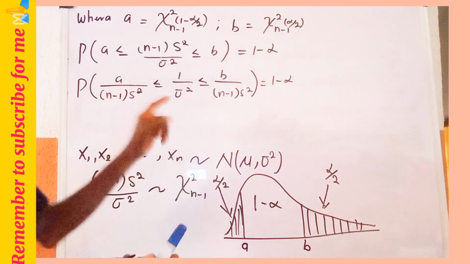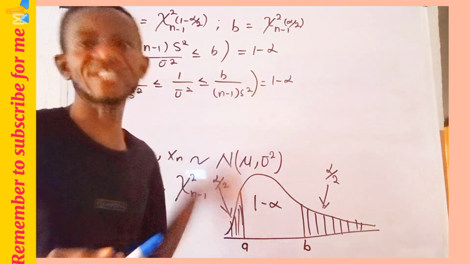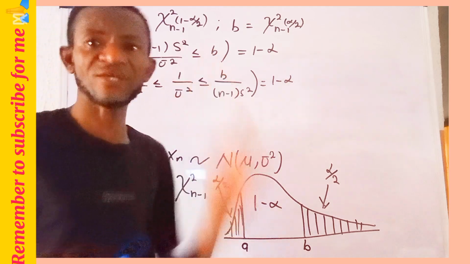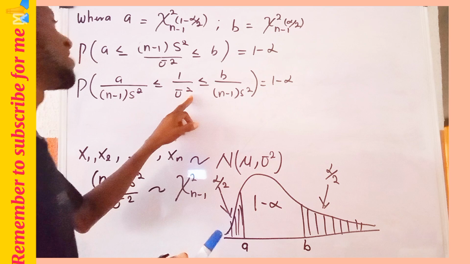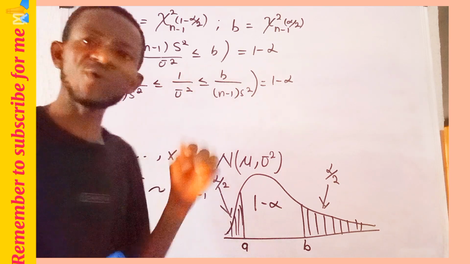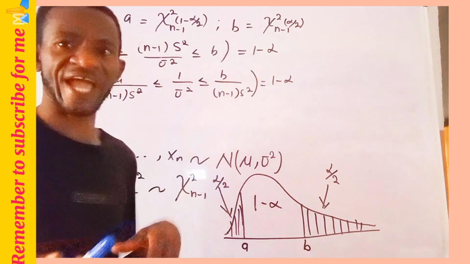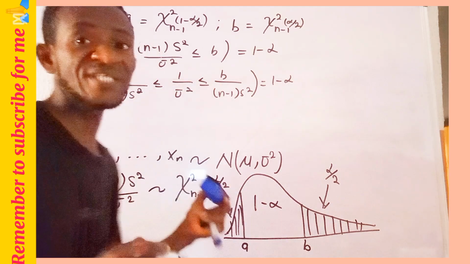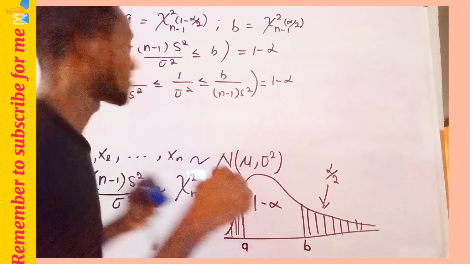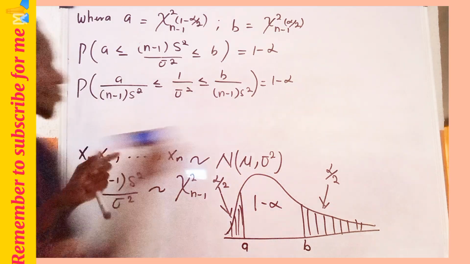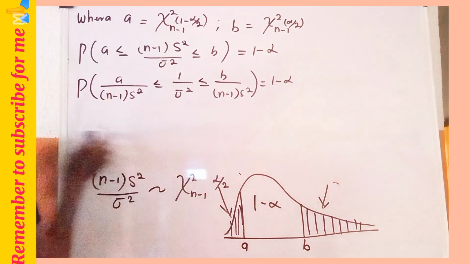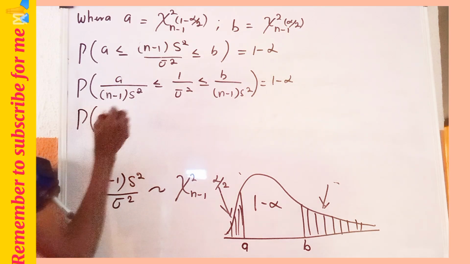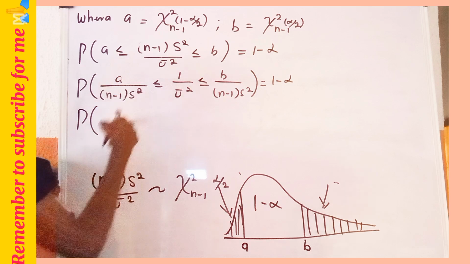However, we are not constructing a confidence interval for 1 over sigma squared, that is 1 over the variance. Instead, we are constructing a confidence interval for sigma squared. So what am I going to do to make sigma squared come up? I will take the reciprocal of both sides, that is 1 over that quantity. This one will come up while this A will come down.